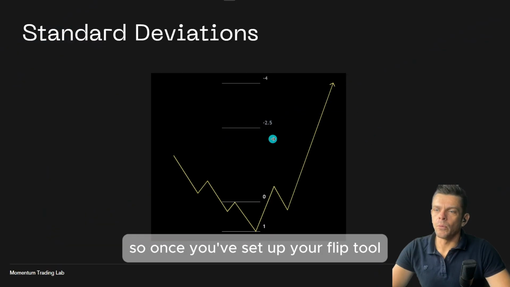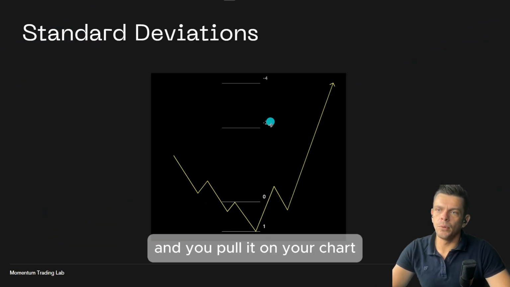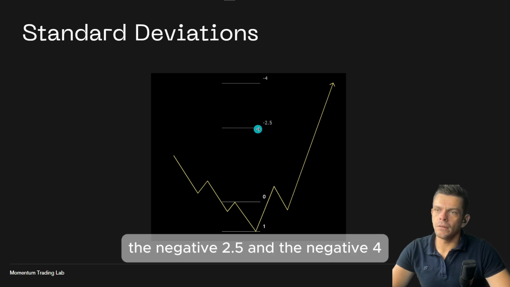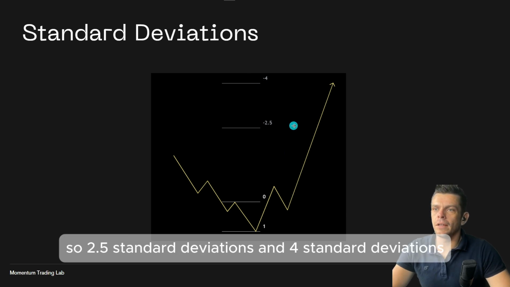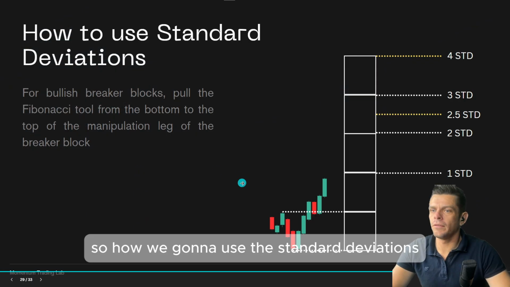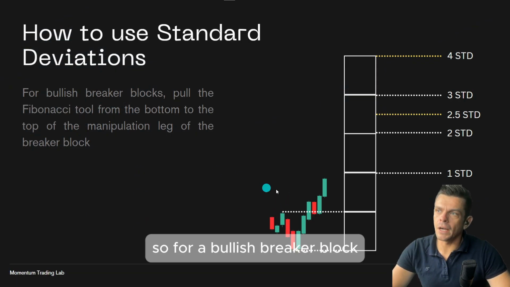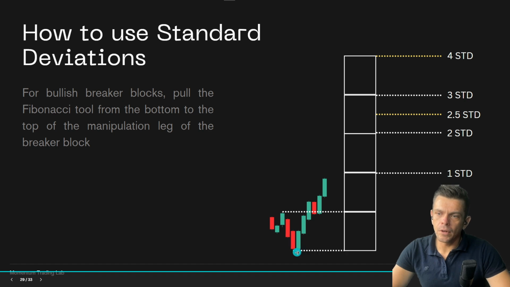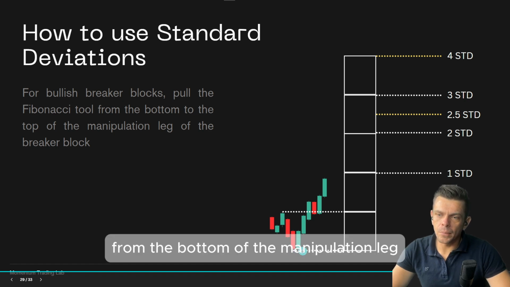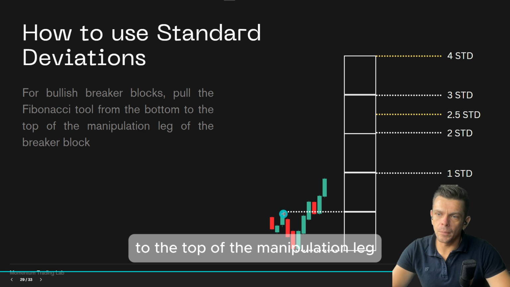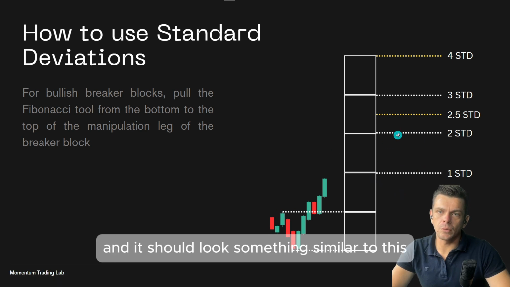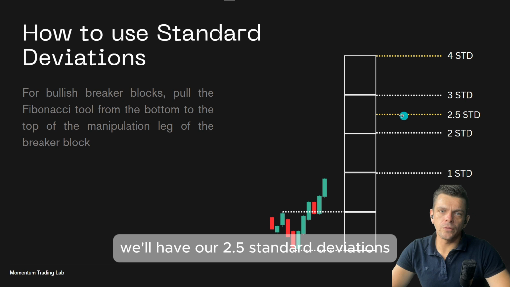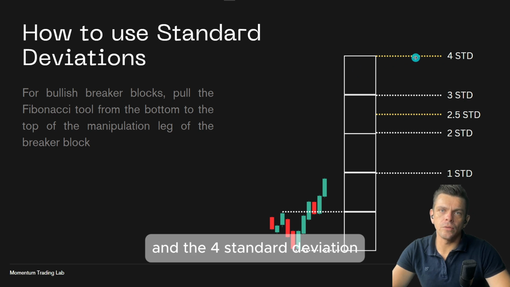Right, so once you've set up your fib tool and you pull it on your chart, it should look something like this. You'll have the 1, the 0, the negative 2.5, and the negative 4. So 2.5 standard deviations and 4 standard deviations. So how are we going to use the standard deviations? So for a bullish breaker block, we are going to pull the fib from the bottom of the manipulation leg to the top of the manipulation leg. Then it should look something similar to this. We'll have our 2.5 standard deviations and the 4 standard deviations.